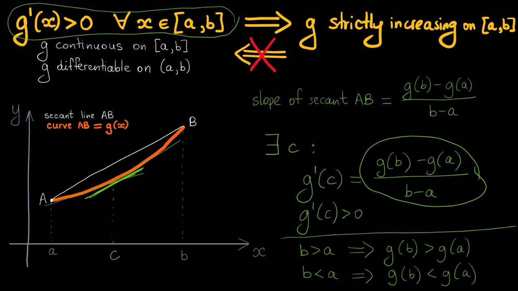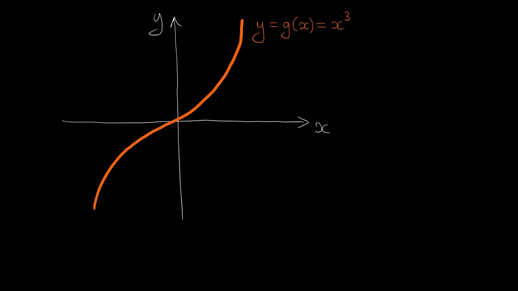We've shown that the left side implies the right side. We've shown that if the derivative is strictly positive everywhere in the interval, then the function g is strictly increasing on this closed interval [a, b]. We mentioned that the converse is not true. If we know that a function is strictly increasing on a closed interval [a, b], that does not imply that its first derivative will be strictly greater than 0 on that interval. As an example, take the function g(x) equal to x cubed. This function is strictly increasing everywhere on the real line from negative infinity to positive infinity.